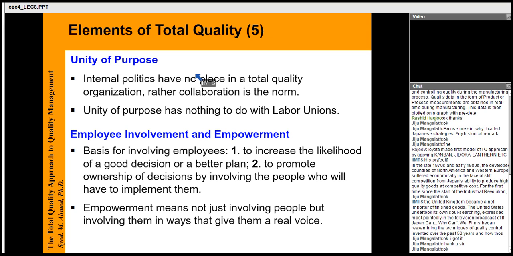Empowerment means not just involving people but involving them in ways that give them a real voice. So that is again the further elements of total quality. One is the unity of purpose, that means politics has no part to play in total quality. Then employee involvement and empowerment also help us in enriching the quality of the product which we are developing, because if one employee is working on something, and if a group of employees are working on certain things, definitely it is going to make a difference in the result which we want to obtain.